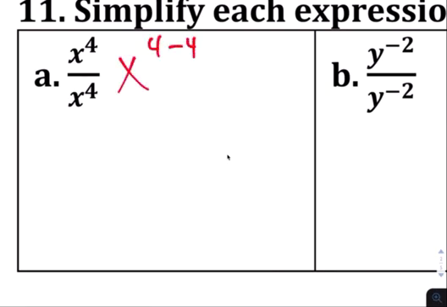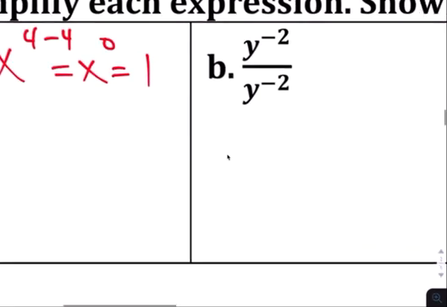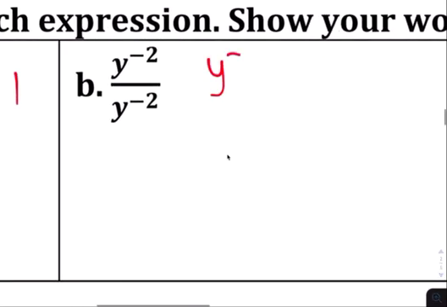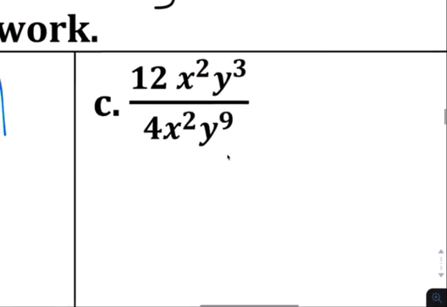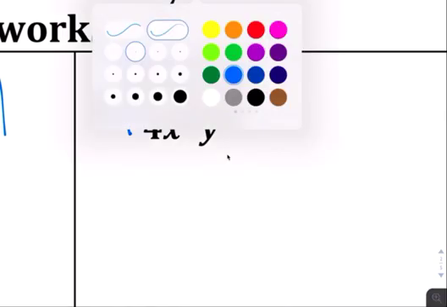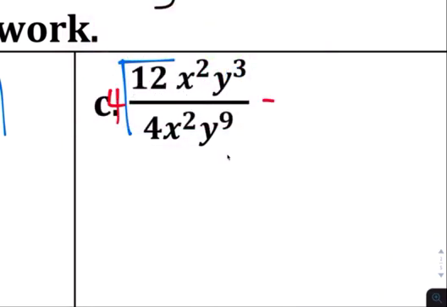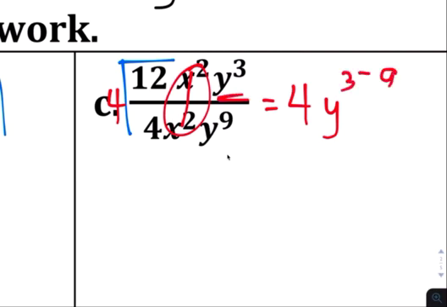x to the 4 minus 4 is x to the 0, which is equal to 1. Here you subtract y to the negative 2, and the other one is also a negative 2. You subtract them, additive inverse, get y to the 0, which is 1. Reduce this by 4, so 4 goes into 12 evenly, so you get 4. x is 0, 2 minus 2 is 0, 1 times any number is itself. So y to the 3, it's division, and the other one is 9, you subtract.